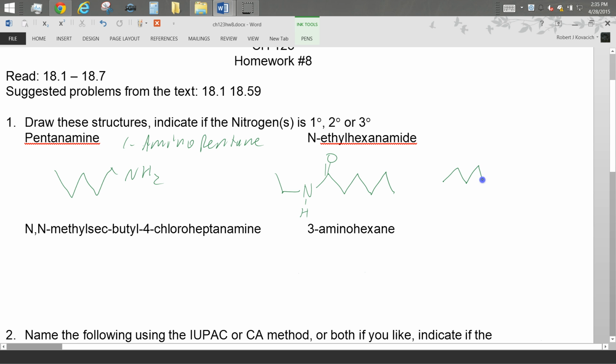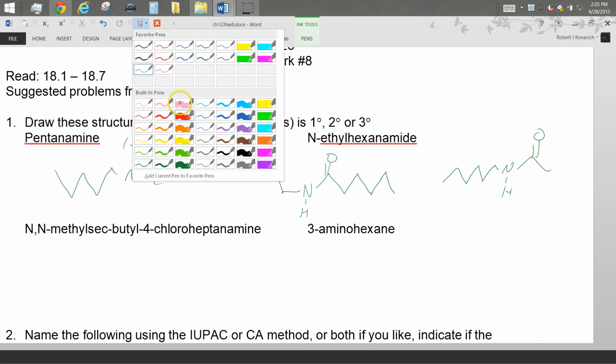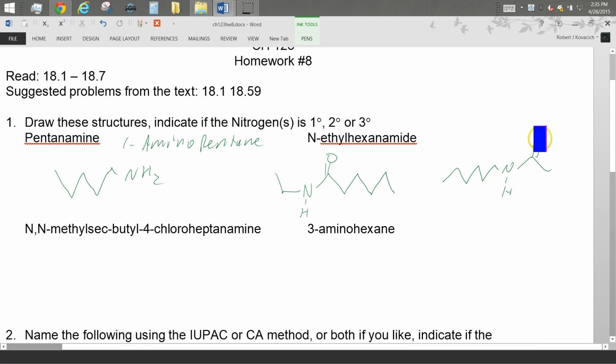2, 3, 4, 5, 6, nitrogen, H. What's the name of that thing? Hexane, ethylamide, so hexyl... what is that? That's an amide, right? Okay, so that is my amide name. So instead of it being hexane, it's what?